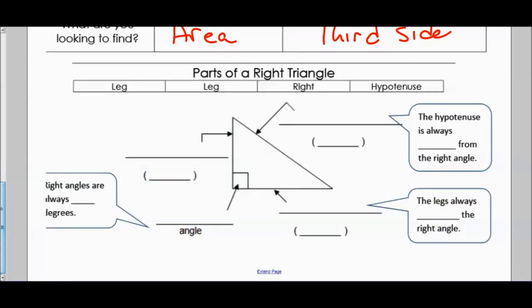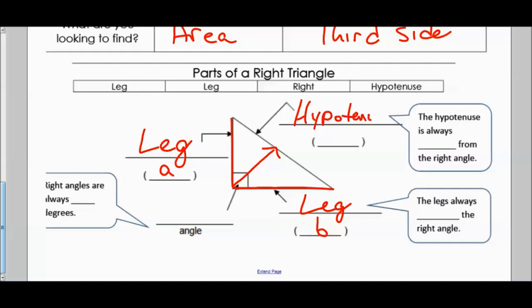This is just breaking down all the different parts of a right triangle. The 2 short sides, the 2 sides that connect the right angle, really our base and height of a right triangle, are actually called legs when we're talking about a right triangle. And that's going to be the A and the B in this Pythagorean theorem. The side that's across from the right angle, the one that's opposite the right angle, is called the hypotenuse. And that's going to be C in our formula. The hypotenuse is always across from the right angle. The legs always form the right angle.